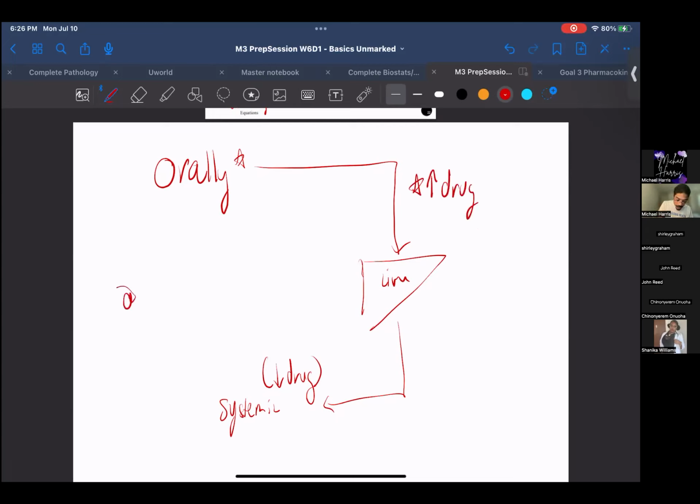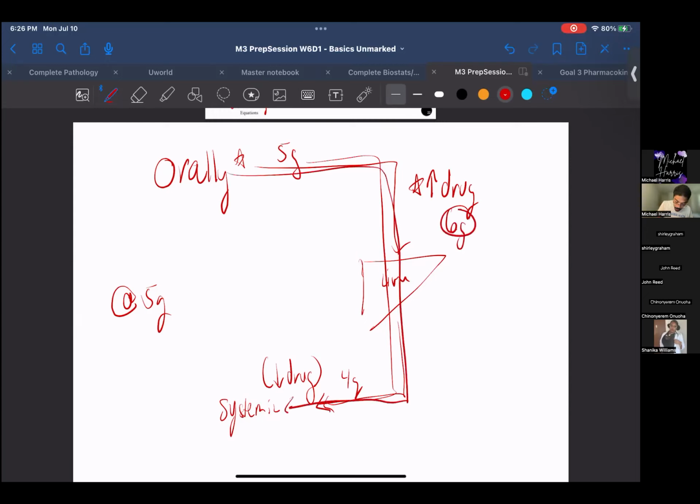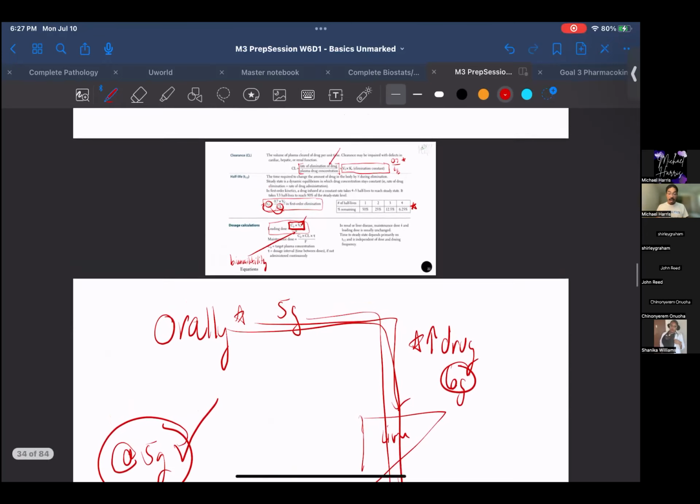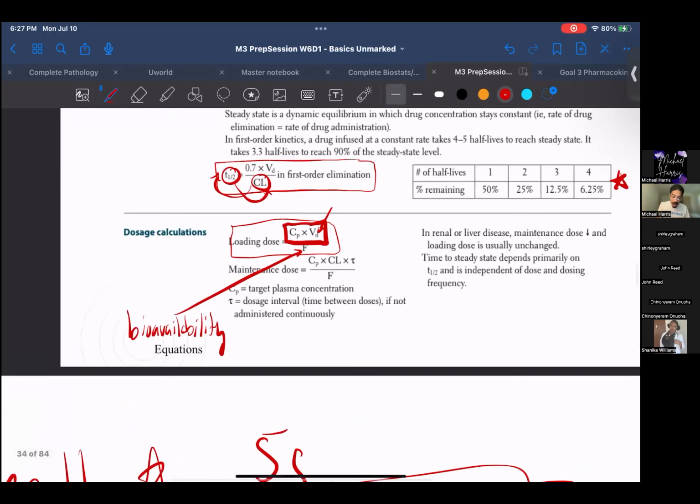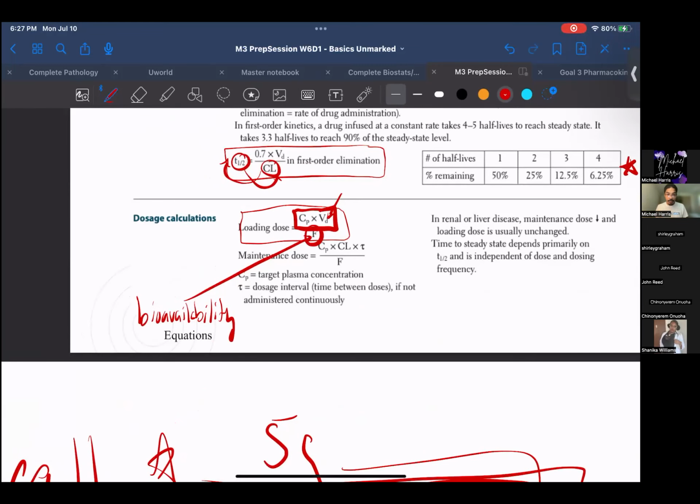Let's say you're looking for 5 grams in the systemic circulation. If you took 5 grams, it would get down to 4 grams because of the liver. So you have to instead take 6 grams. So by the time it goes through the liver, you end up with your goal of 5 grams. So you increase it when it's done orally. That's why bioavailability is here on the bottom.